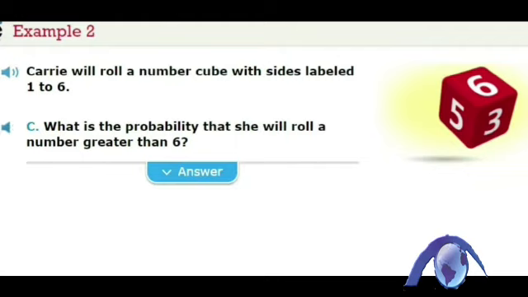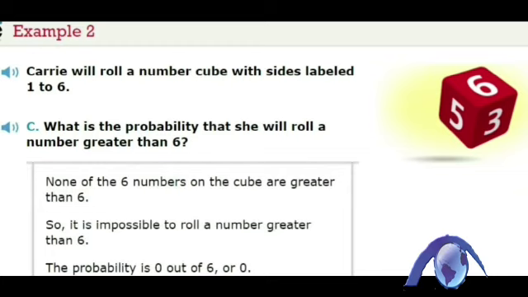Part C. What is the probability that she will roll a number greater than 6? None of the 6 numbers on the cube are greater than 6. So it is impossible to roll a number greater than 6. The probability is 0 out of 6, or 0.